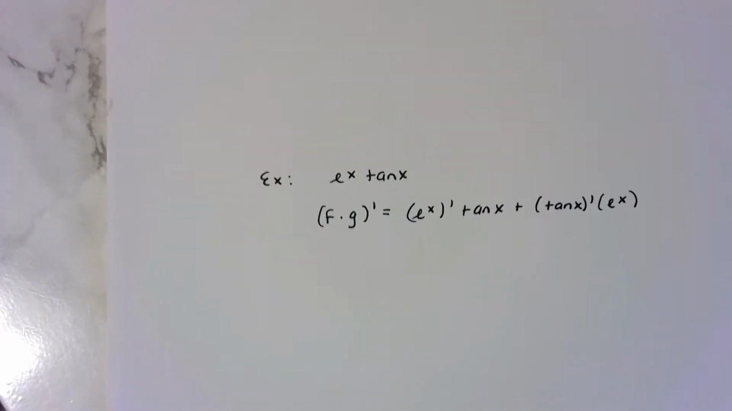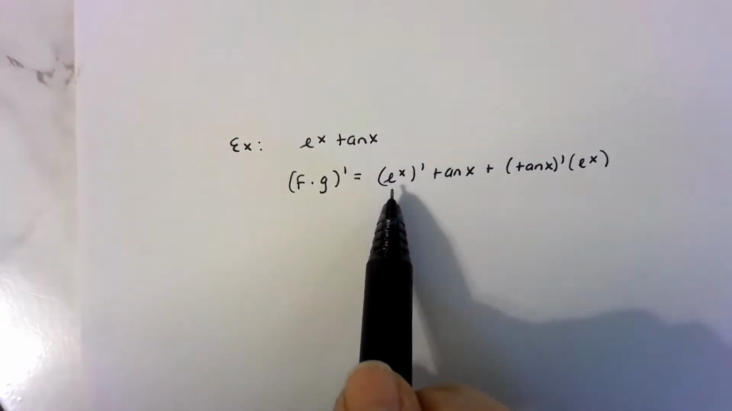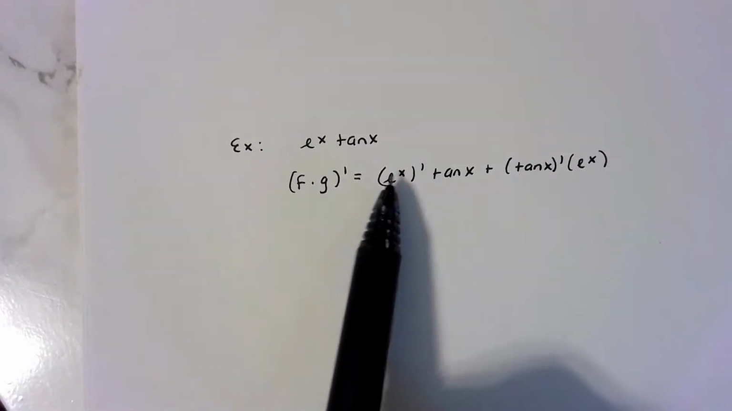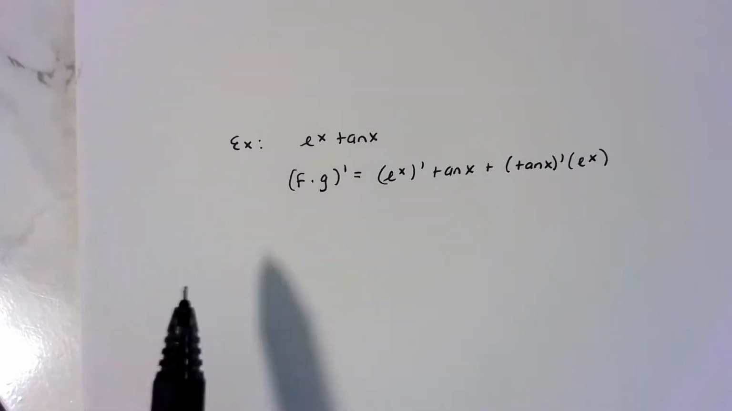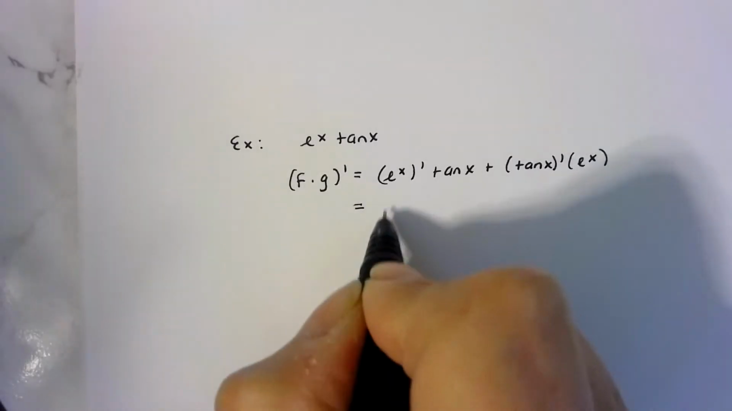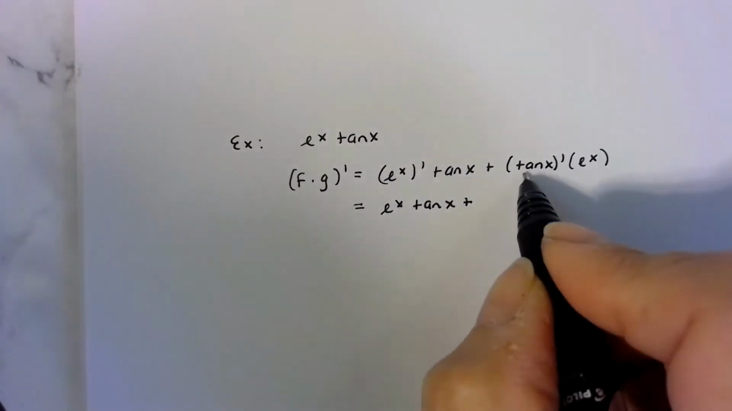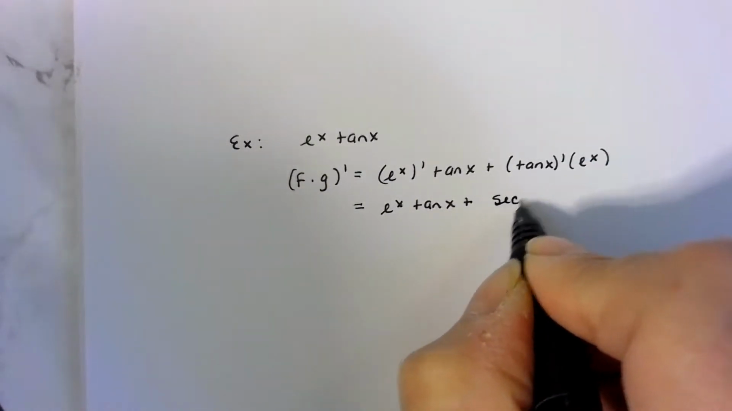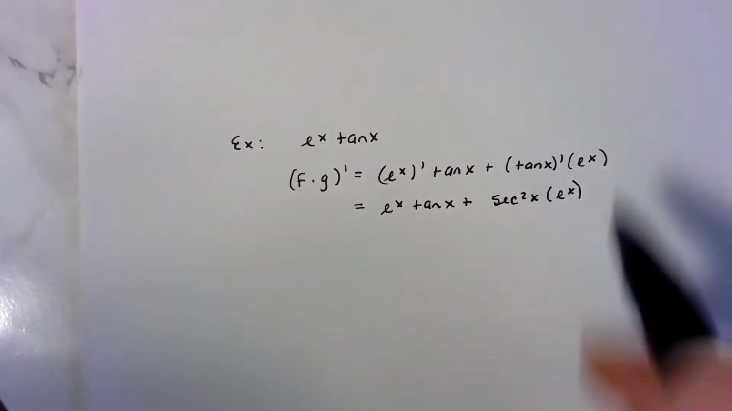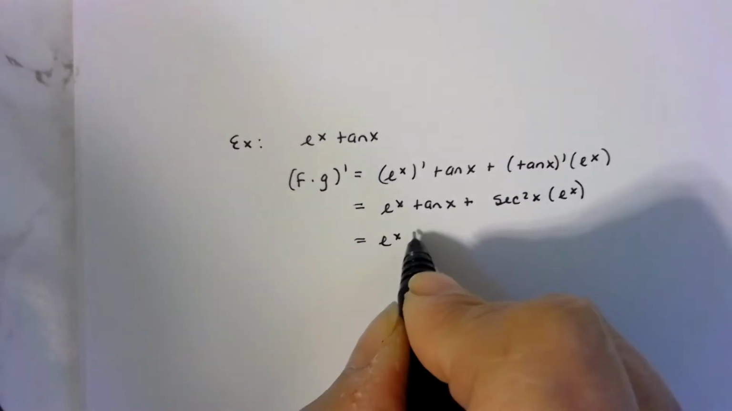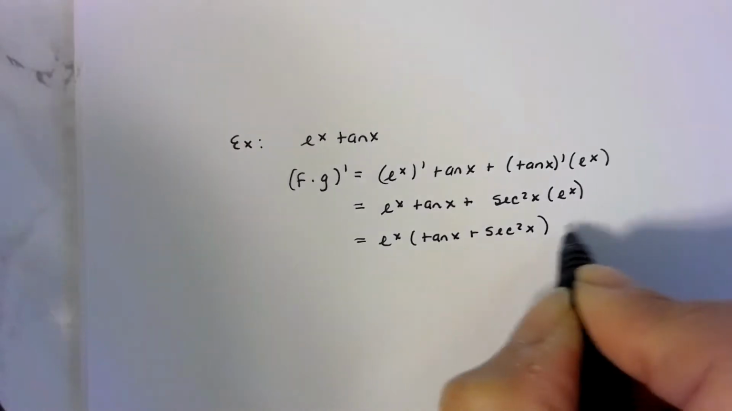Another example I wrote down is e to the x tan of x. Again, it's a product, so I'm going to write it out in product rule format. Derivative of the first factor times the second plus derivative of the second factor times the first. And now I'm going to take the derivative. Derivative of e to the x is just e to the x times tangent of x plus derivative of tangent of x is secant squared x times e to the x. And guess what? I've got an e to the x in both terms, so I can pull that out if I want to simplify. I'm left with tan of x plus secant squared of x. Done.